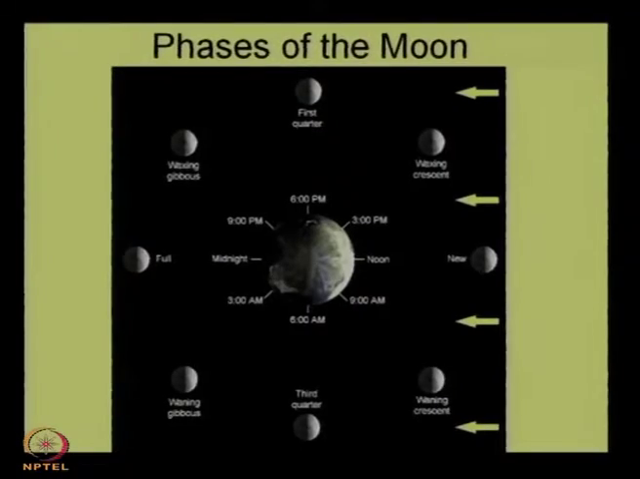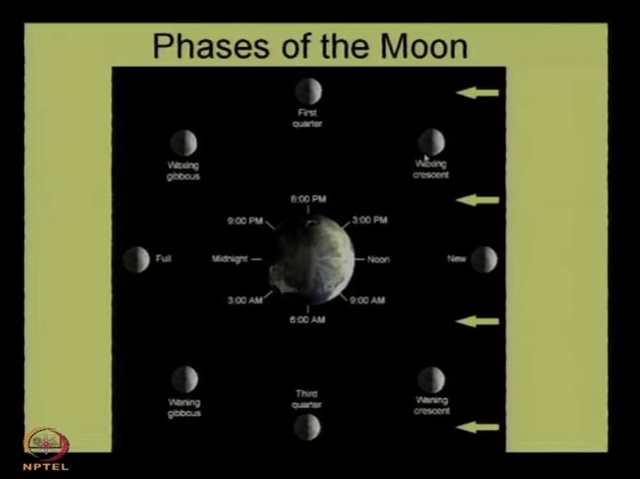Now, the orbit of the moon around the earth has a very interesting consequence. You can think of the sun as being located very far away. So the rays of the sun are more or less parallel, and they illuminate one half of the moon, more or less always. So one face of the moon is always by and large illuminated by the sun.